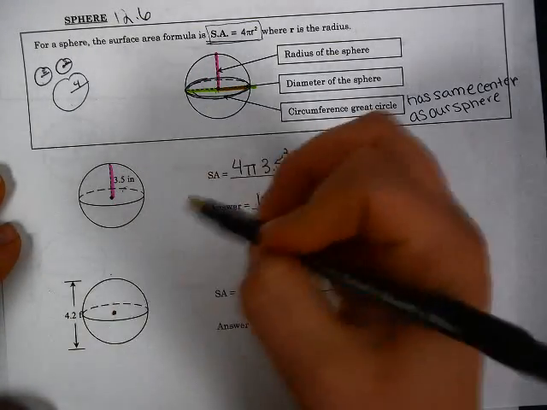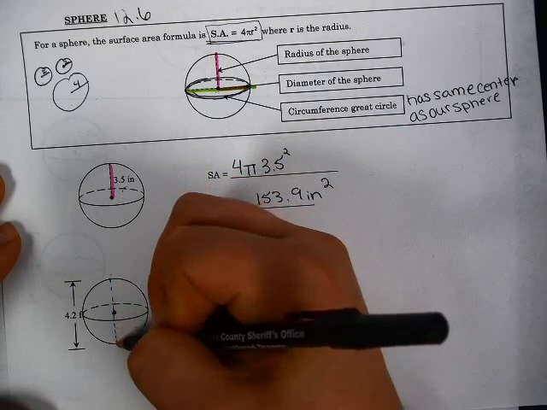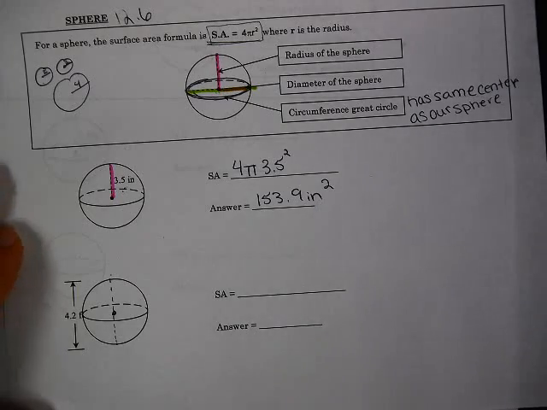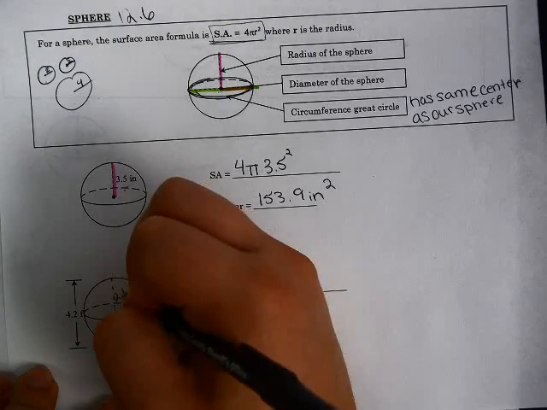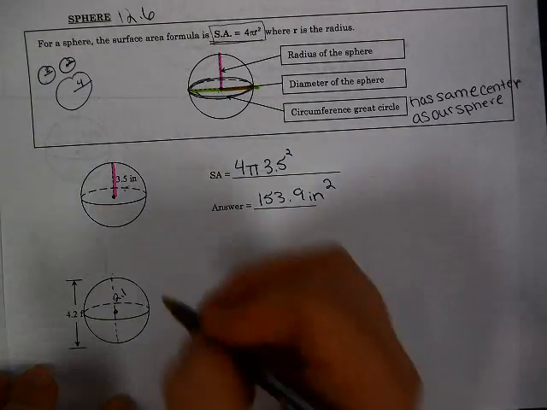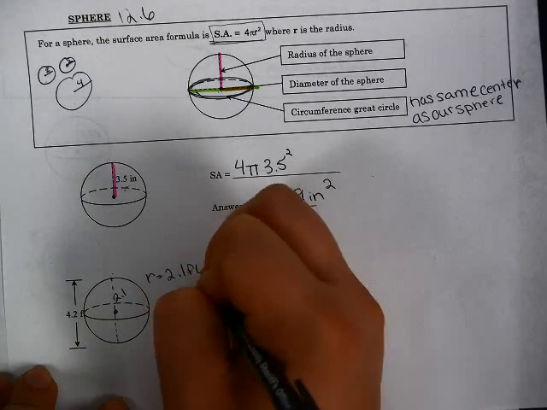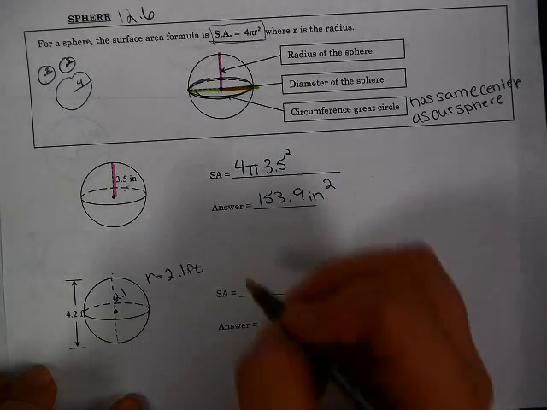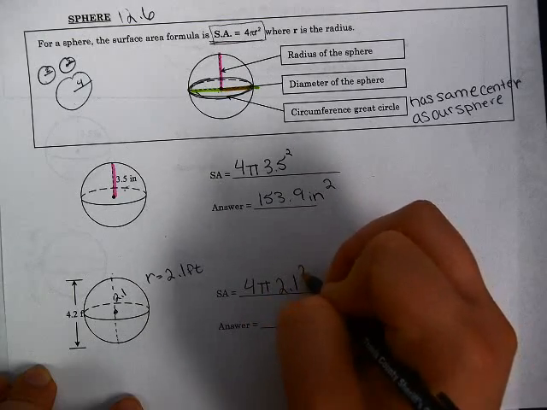Moving on to our last problem here. We're given the diameter of our sphere. If we wanted to draw that inside, it would be from here all the way to that edge of the sphere. So our diameter is 4.2, and half of our diameter is going to be 2.1. So our radius equals 2.1 feet.